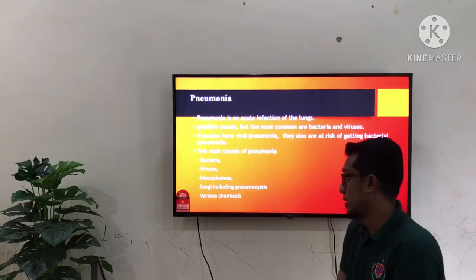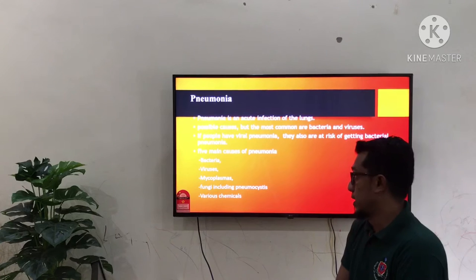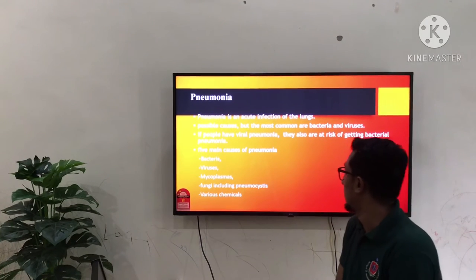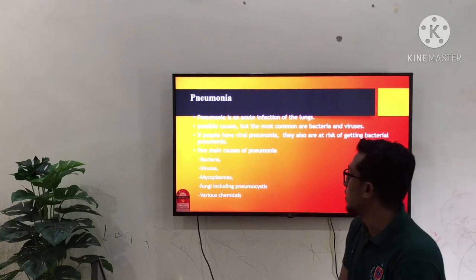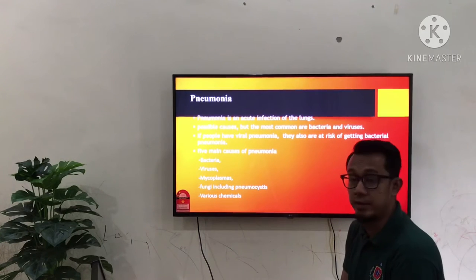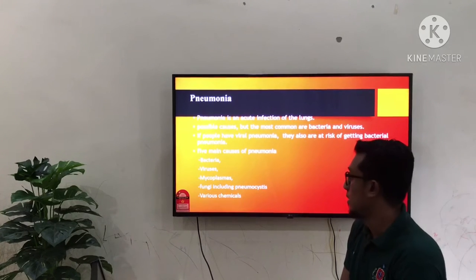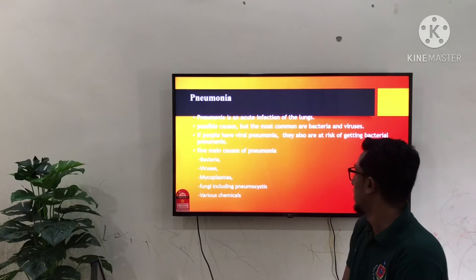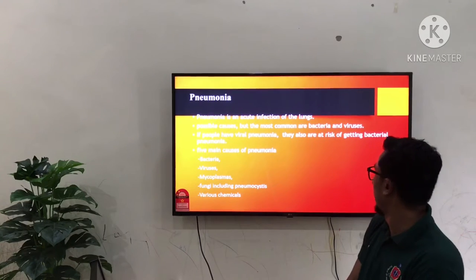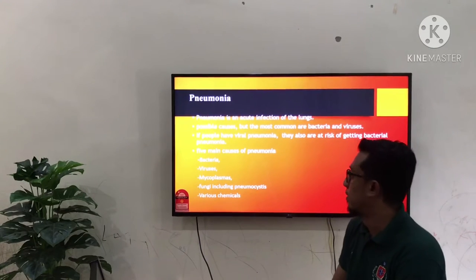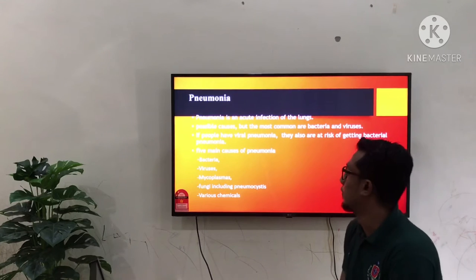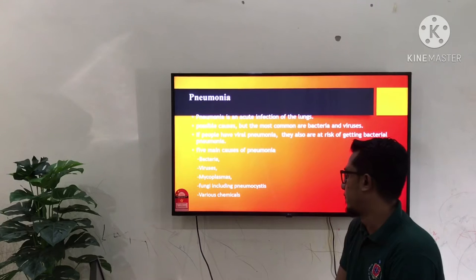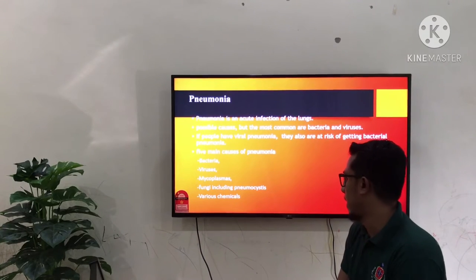Okay, so the pneumonia. Pneumonia is an acute infection of the lungs. Possible causes, but the most common are bacterial and virus. If people have viral pneumonia, they also are at risk of getting bacterial pneumonia. Okay, five main causes of pneumonia are bacteria, virus, mycoplasma, fungus including pneumocystis, and various chemicals.